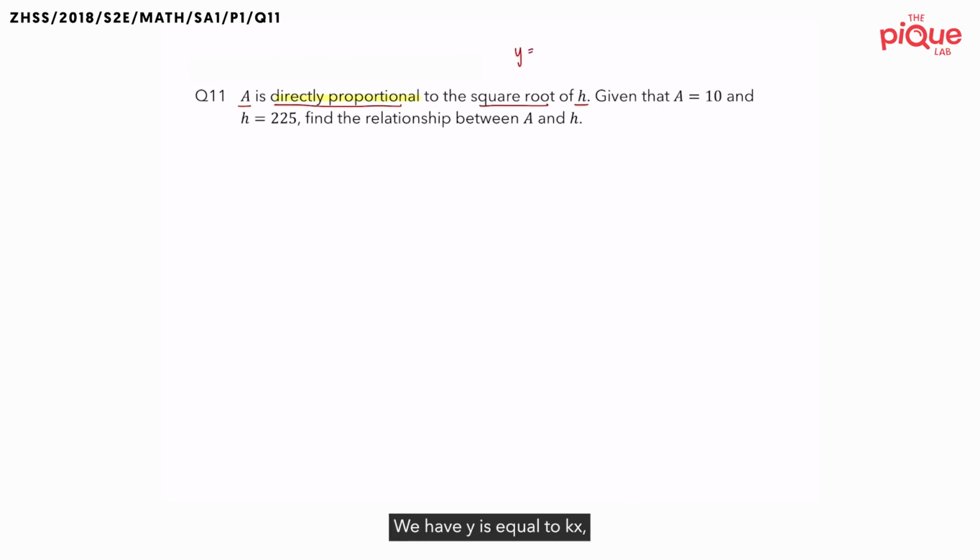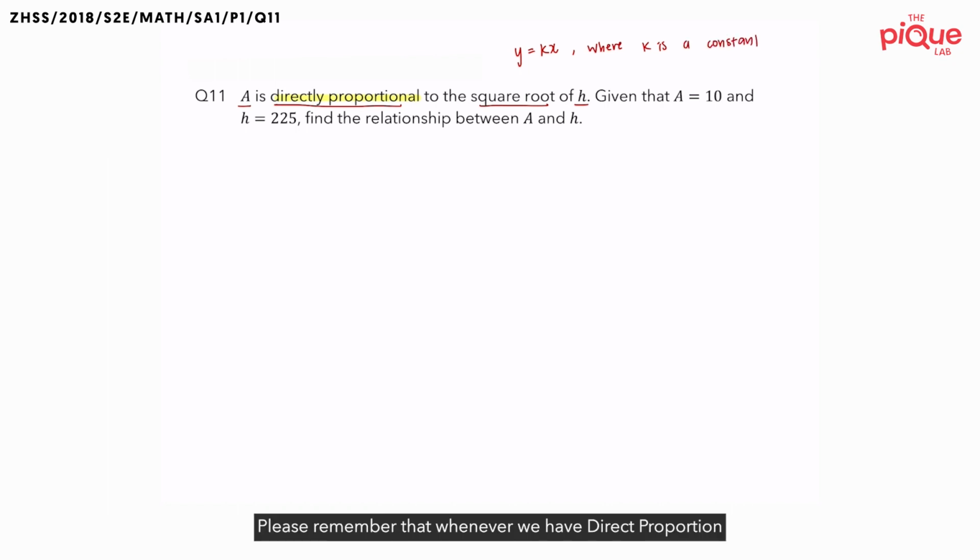We have y is equals to kx, where k is a constant. Okay, please remember that whenever we have direct proportion questions, the only two variables are y and x. But you will notice that in this question, there is no y and no x. Instead, it is replaced by A and H. Okay, so how can we form our equation?